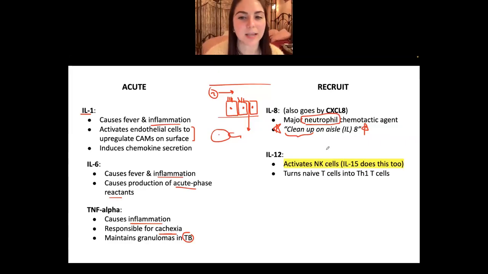IL-12 is going to activate your NK cells. Don't worry about IL-15. I think this is something on the study guide from last year, but don't worry about it. IL-12 is the more important one. This is going to recruit NK cells to the area. And then we'll talk about IL-12 a little bit more with T cell differentiation and activation. These are the main things that it does. As soon as the macrophage gets activated and releases these cytokines, this is what it's secreting.